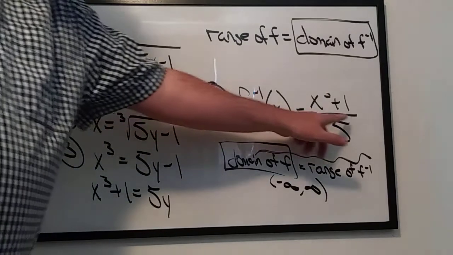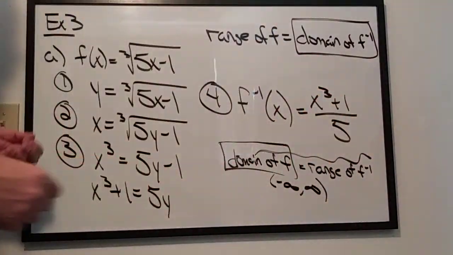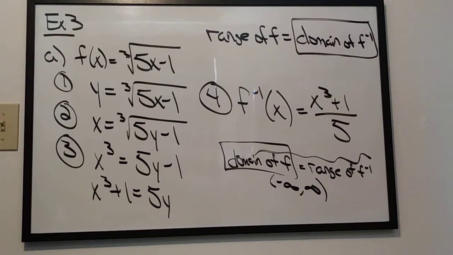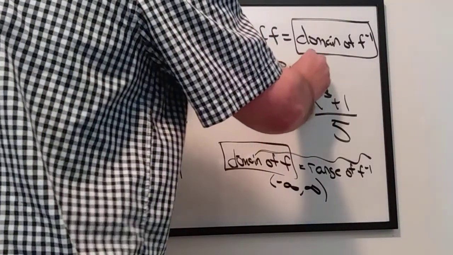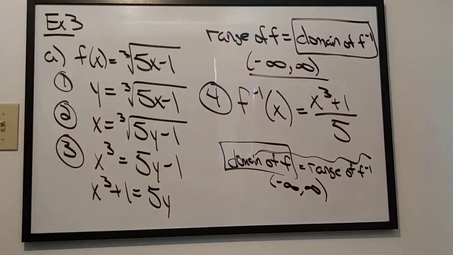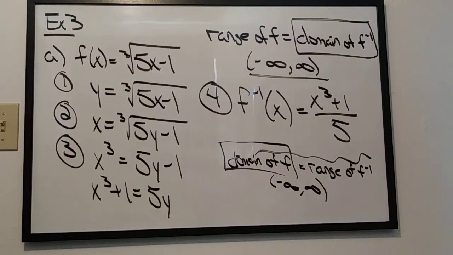Well, this time I need to look at this rule that we just found. So the rule that we just found is that f inverse of x is equal to x cubed plus 1 divided by 5. Well, again, when we're thinking about the domain of f inverse, we have to worry about square roots, don't have any of those, and we have to worry about dividing by 0. In this case, the denominator is 5. I'm never going to divide by 0. So the domain of f inverse is all real numbers. And one more time, I found the domain of f inverse, but that tells me the range of f for free. So the range of f is also the set of all real numbers.